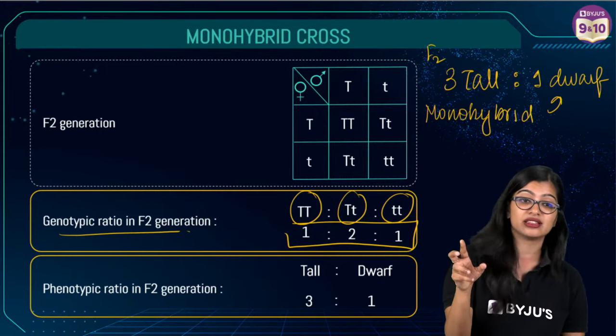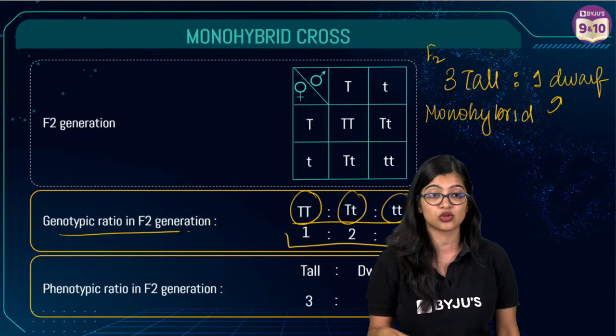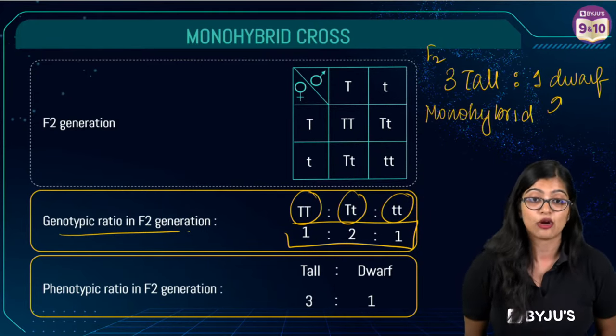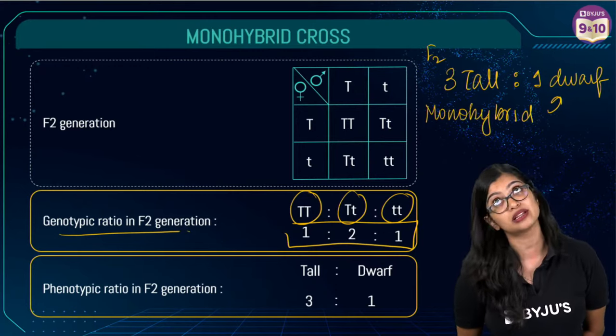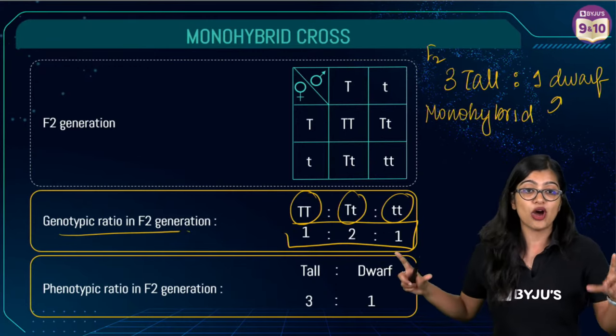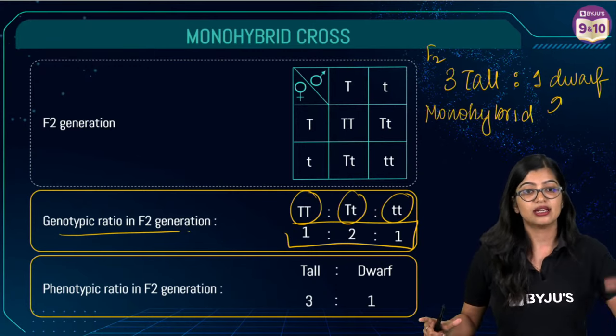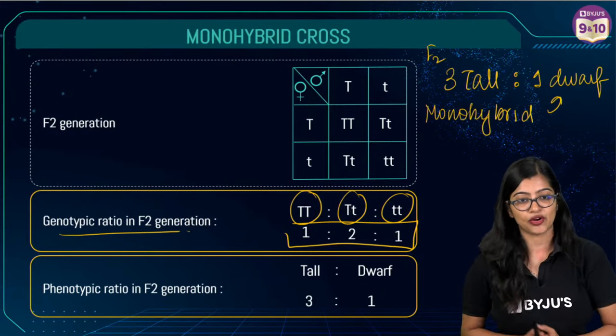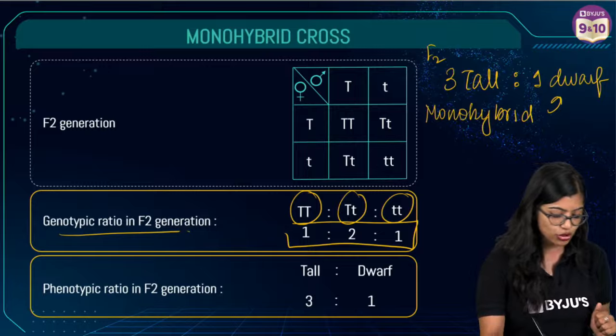And everybody who's in the live, if you're not replying also, don't worry. Just tell me once again. Law of independent assortment I will explain with the dihybrid cross. But monohybrid, are we clear? Yes. Dihybrid, you wait. Monohybrid, I will explain once again. Now I'm going to do a little bit of a mix of Hindi and English as well.